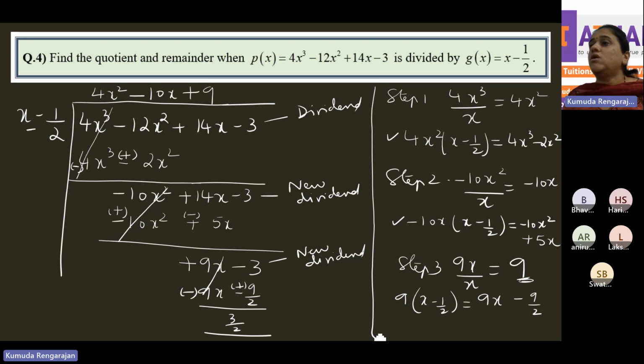Take down this, and all of you know how to find the remainder using the remainder theorem. Do that. Complete this and find the remainder using the remainder theorem. You should get 3/2. Do that.